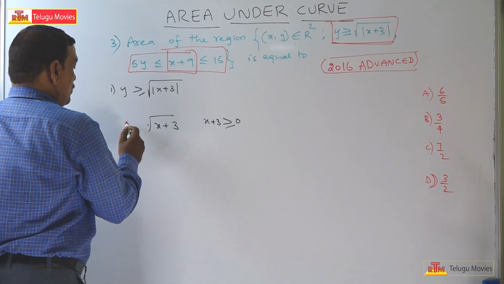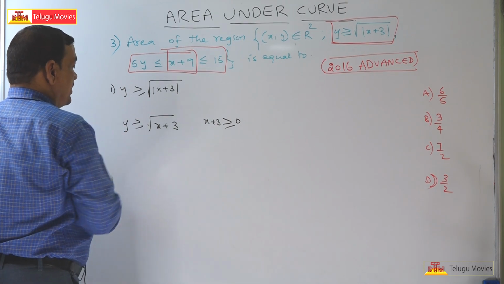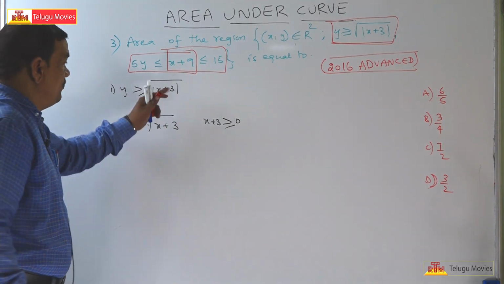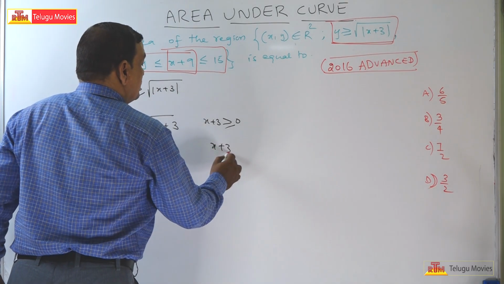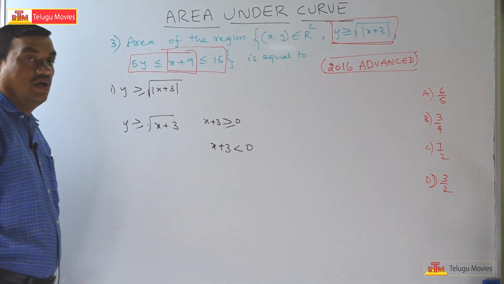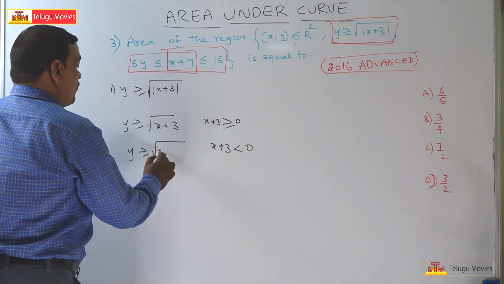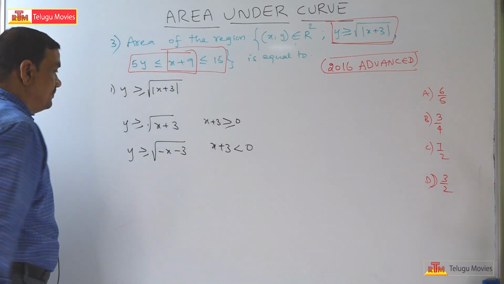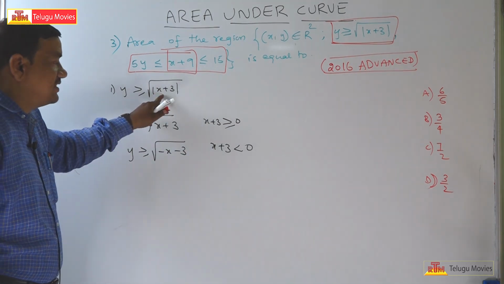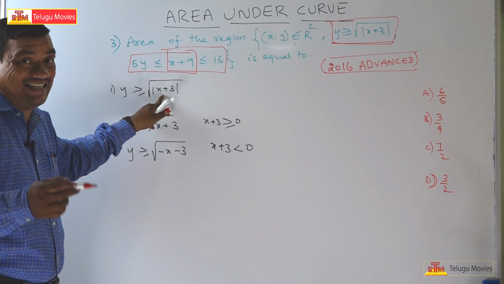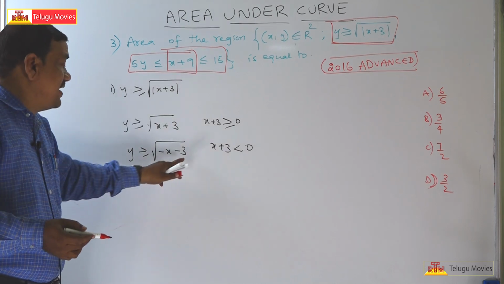So this is equal to, as we can say, y is greater than or equal to x plus 3. If x plus 3 is less than 0, then y is greater than or equal to root of minus x minus 3. Minus x means what? Minus x minus 3.